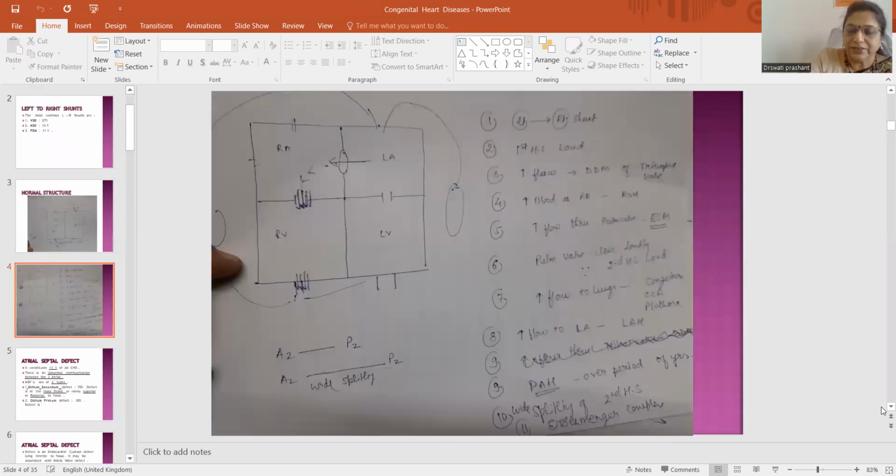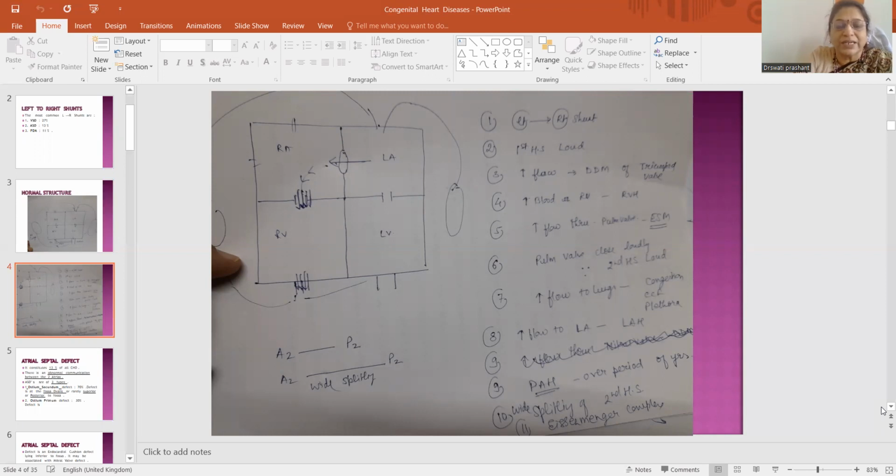atrial septal defect, the left to right shunt is between left atrium and right atrium, and there is a shunt, but there is no murmur because of this shunt. The first heart sound is loud because a large volume of blood is going to the right ventricle, and against that large volume, when the valve closes, there is a loud first heart sound. The increased flow through the tricuspid valve will cause a delayed diastolic murmur.